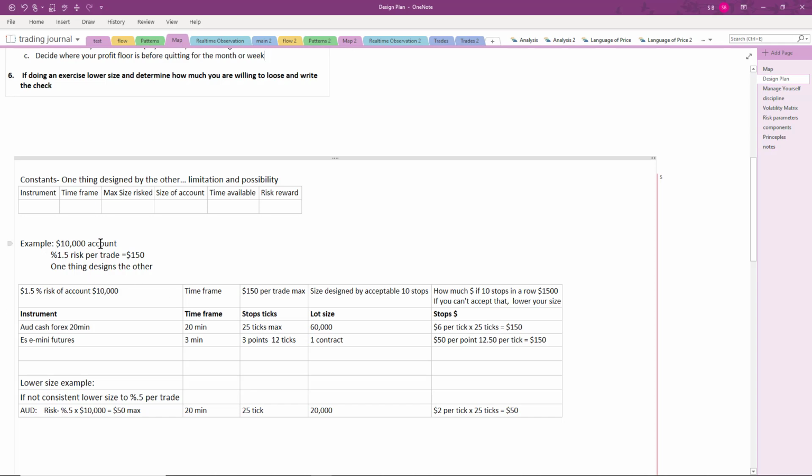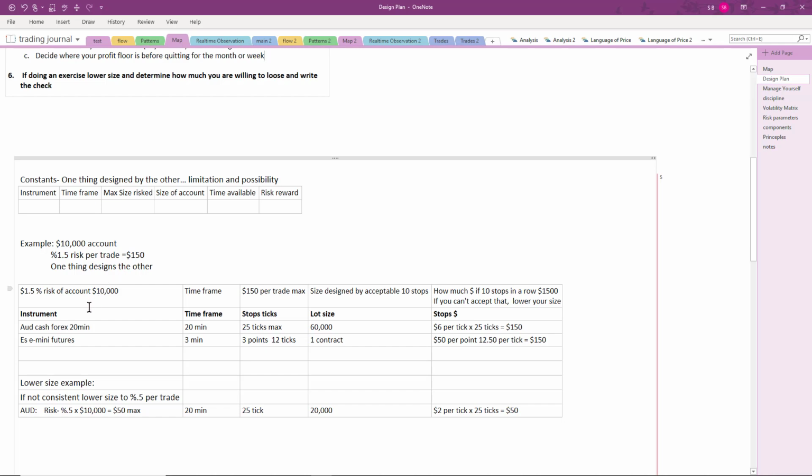Example of a $10,000 account risking 1.5% per trade, so that will be 150 bucks. One thing's going to design the other. If you can only risk $150, guess what? You're not going to be trading oil futures, probably. Don't even bother looking.